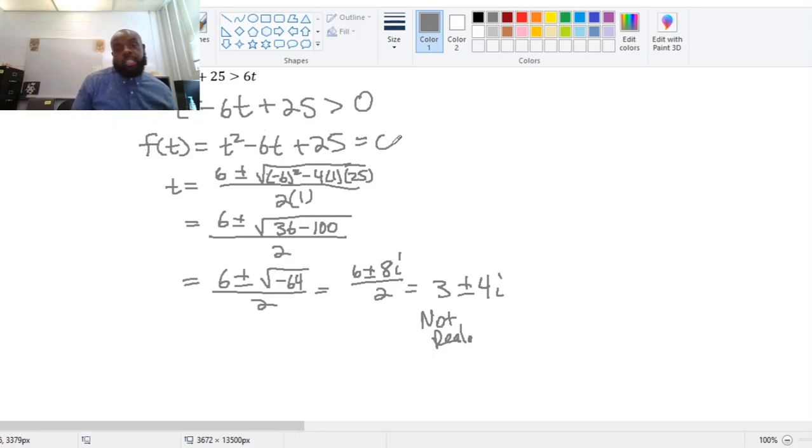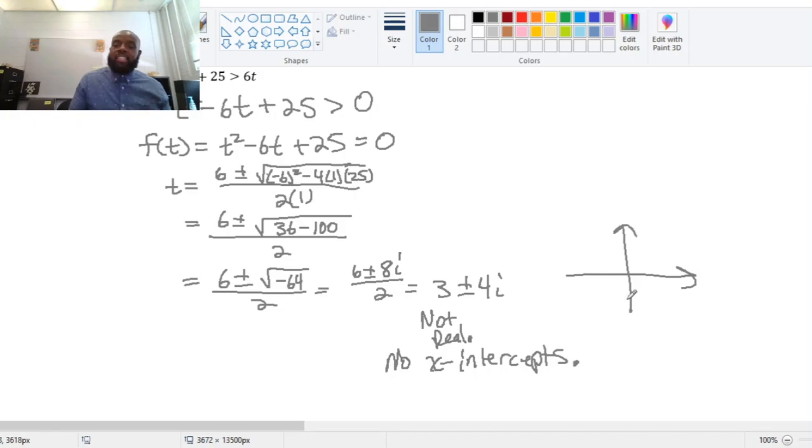When we solve this equation, what we did here was we set this equal to 0, right? To find your x-intercepts, where it crosses the x-axis, you set your output equal to 0 and you solve for your input variable. What we got here was not a real number, right? So when we have not a real number, that means there are no x-intercepts.